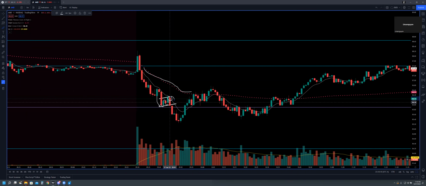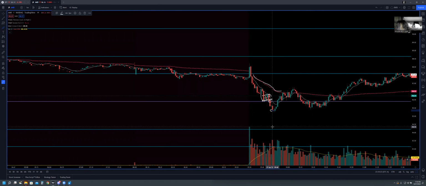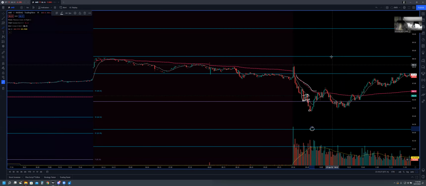pretty much reject it. So once we rejected it with this red candle, I was like, fuck it, I'm in here. Yeah, I don't even remember where I took profit. I think somewhere around here. Once I started seeing it slow down, I was like, I'm out. Because look, you see that it didn't even go to the next level, so I don't know. I have trust issues.